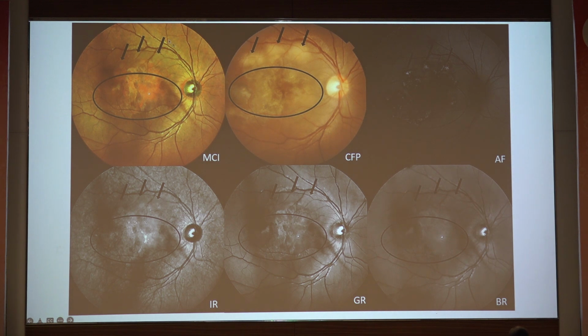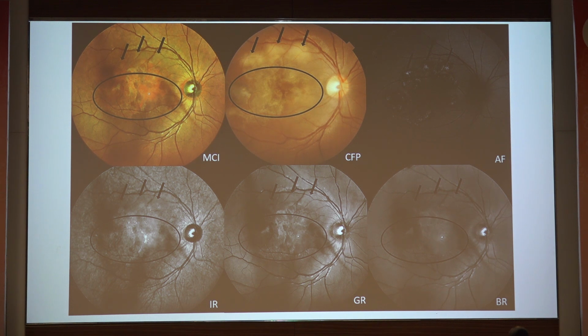Similarly, this is the MCI, or multicolor imaging, of serpiginous-like choroiditis. If you see here, it all seems healed. The healed lesion is appearing very good. And these active arrows indicate areas where none of us said this was active. We all thought it was healed, unless we went to the color picture and realized, oh, the edge was so active.